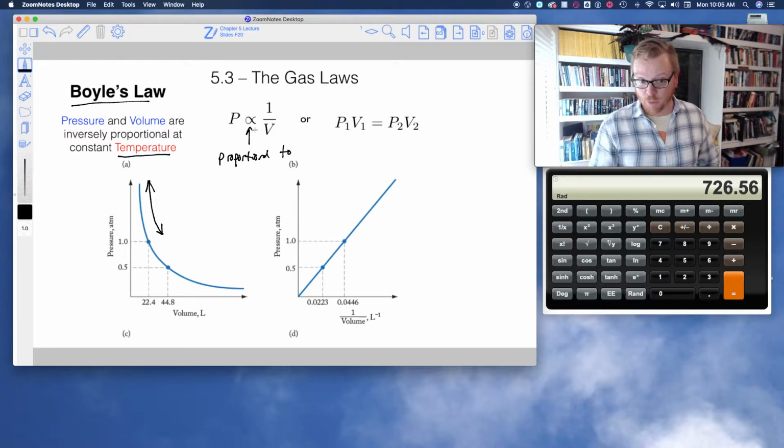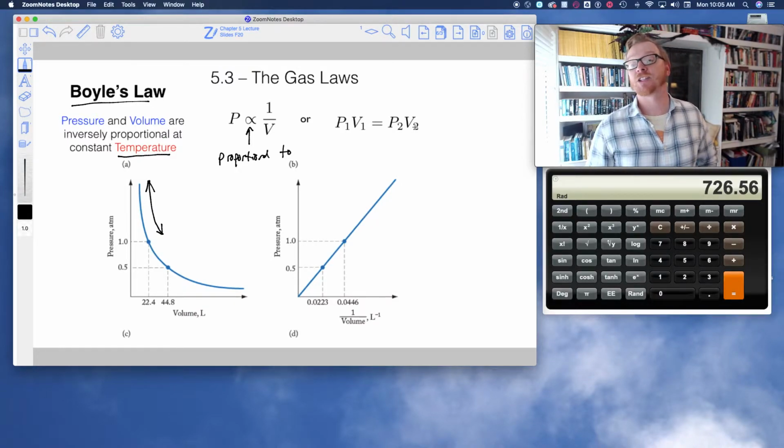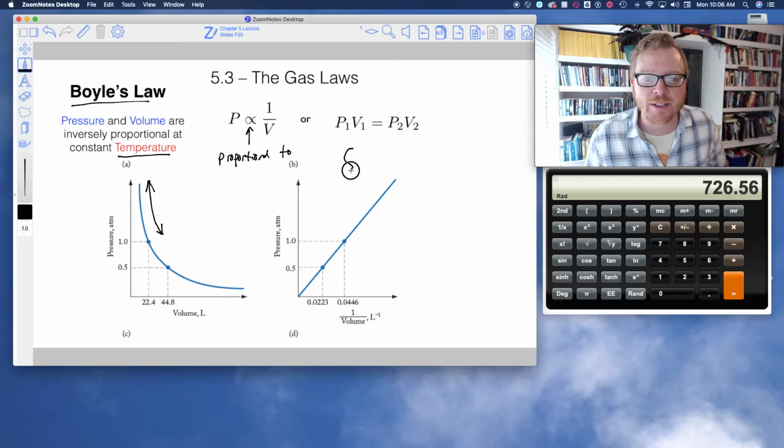Another thing we could do with Boyle's Law, we could do algebra with this. If I multiply both sides by V, that cancels this V, and now I have PV. In the same way as with our dilution equation, P at condition 1 times V at condition 1 has to equal P at condition 2 times V at condition 2.